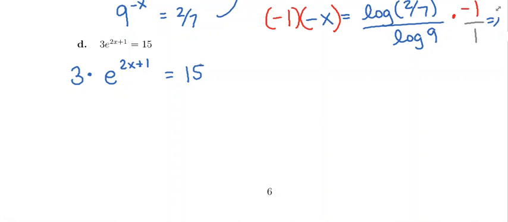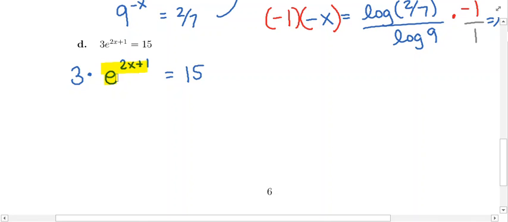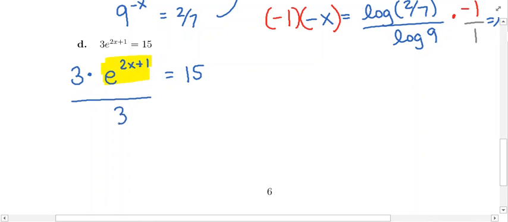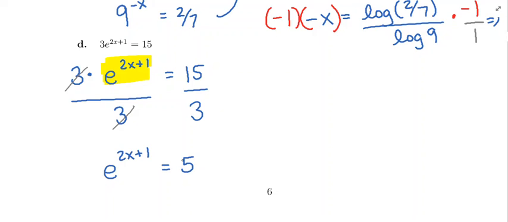Okay, so our first step here is isolating the thing that's being raised to the power. Okay, so since this piece, the e to the 2x plus 1, is being multiplied by 3, we're going to get rid of the 3 by dividing off the 3. Okay, so they cancel and leave you with e raised to the 2x plus 1 is equal to 5, because 15 divided by 3 is 5. All right, now we've got the exponential piece isolated.